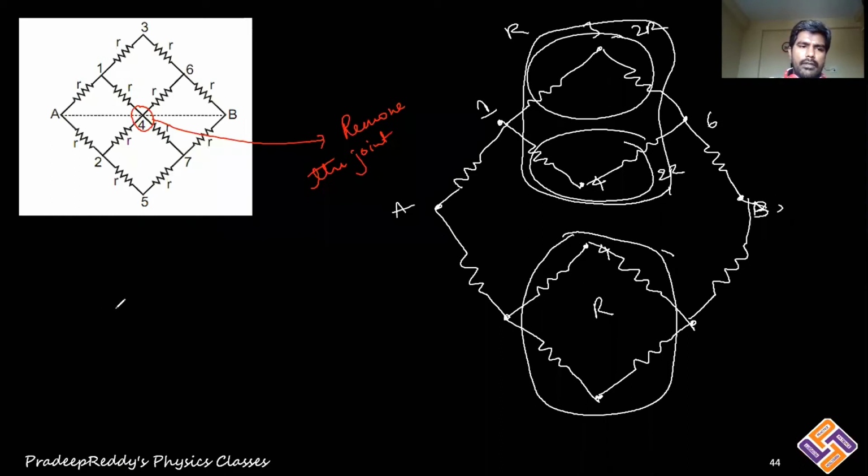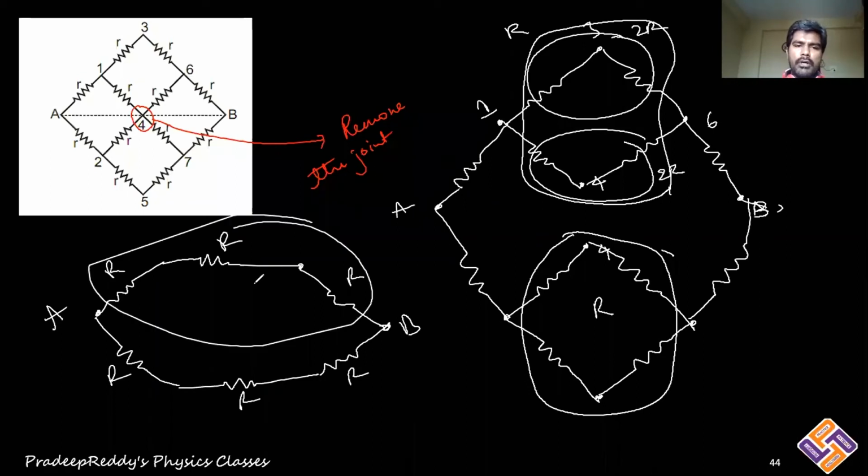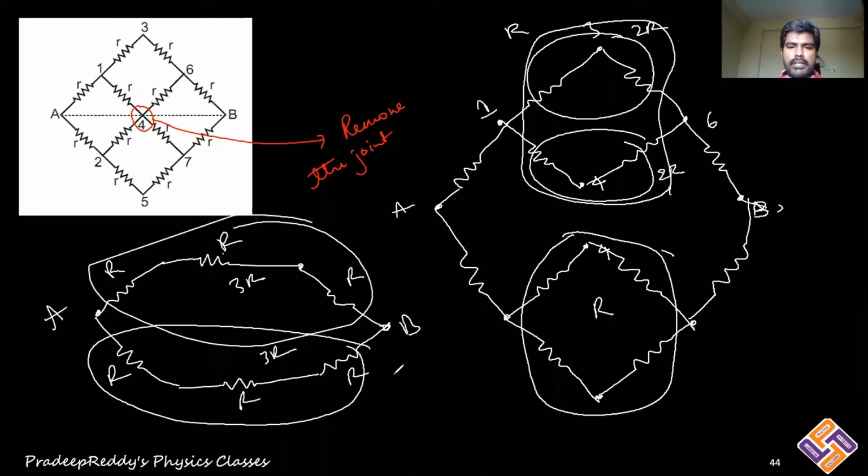So from A, you have one resistor, then another resistor, and another resistor here. This is A and this is B. What is its value? R. R. R. On the bottom, you have one resistor, another resistor, and another resistor. Its values are R, R, and R. The upper branch is 3R. The bottom branch is 3R. 3R and 3R are both connected in parallel. What is the effective resistance? It becomes 3R divided by 2. The same value which we got in the previous method, we have got it here.